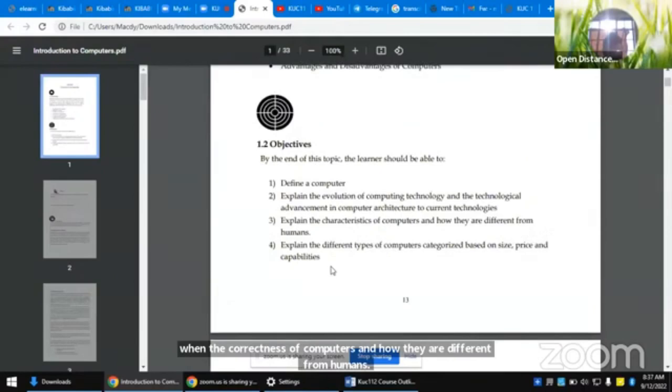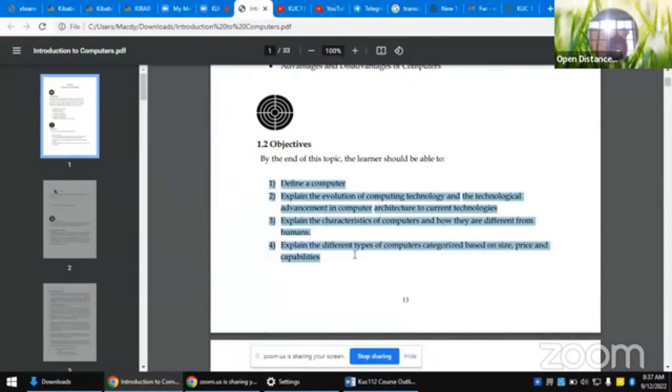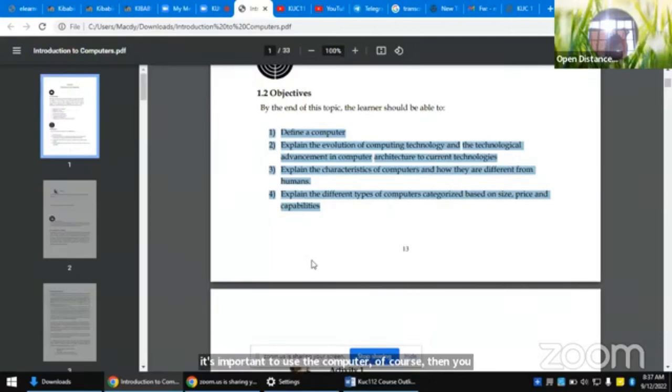You must note very carefully that at the end of this topic, you must know how to define what a computer is. You must know that there are different generations of computers. They have been evolving in different generations, and we're just going to look at the five generations. Then what are the characteristics of a computer? The capabilities of a computer. Once you know the capabilities of a computer, then you will know why it's important to use the computer. Then, in a nutshell, understand that computers are classified according to size, price, and capability. So it's very important for you to know that.